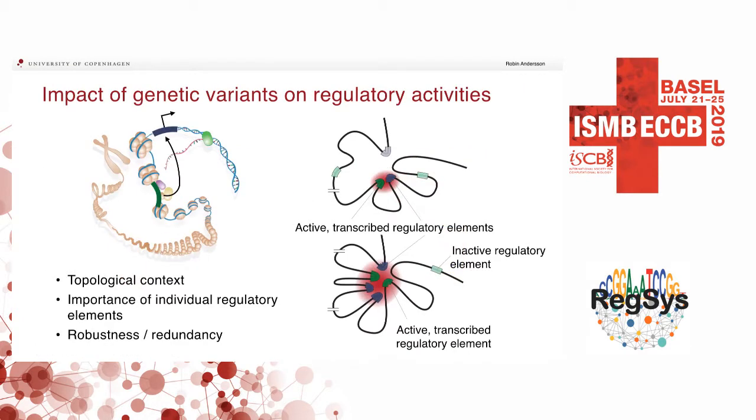All right, so in order to understand the impact of genetic variants, we then need to understand the topology of transcription regulation. But we also need to understand the importance of individual regulatory elements. And in particular, something I find very interesting that we're starting to look at now in my lab is the robustness of transcription regulation, or the potential redundancy between elements.